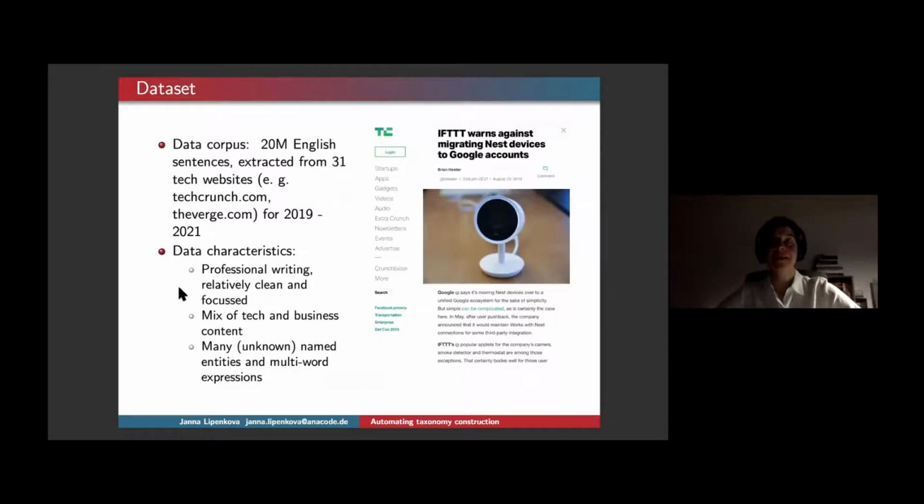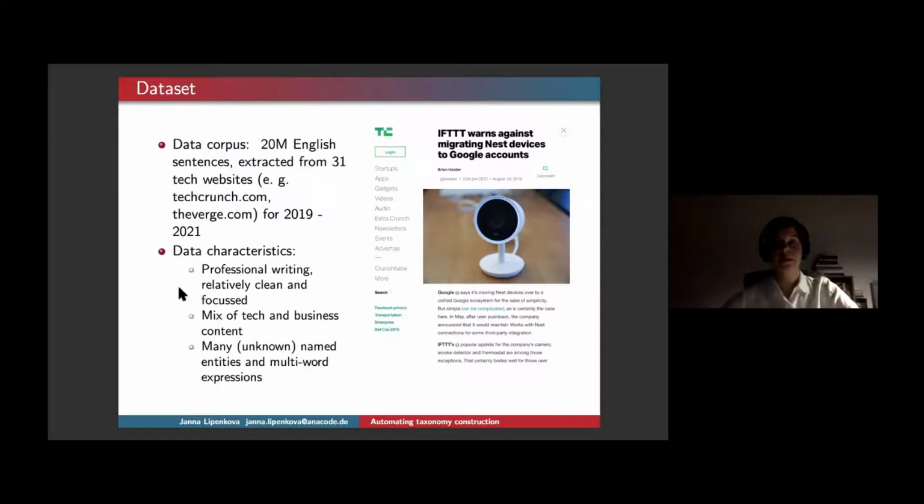First, I specified the data set that we use so far for training and testing this model. So our data corpus at the moment is composed of around 20 million English sentences that we scraped from mainly tech blogs for this task, from 2019 to 2021. Some data characteristics are that since these are technological or even scientific blogs, it is professional writing that's relatively clean, curated, and also it's quite focused on technology. So it's very domain-specific data, not domain-specific in the sense that we only look at AI data or, let's say, only cybersecurity data, but domain-specific in the sense that it's focused on all these concepts around emerging technologies.